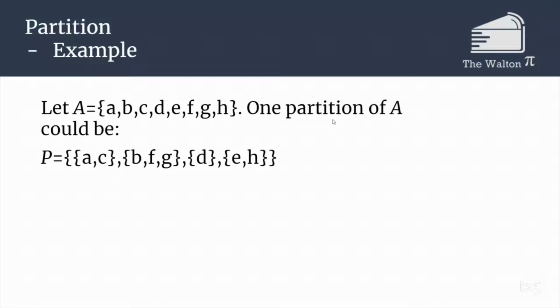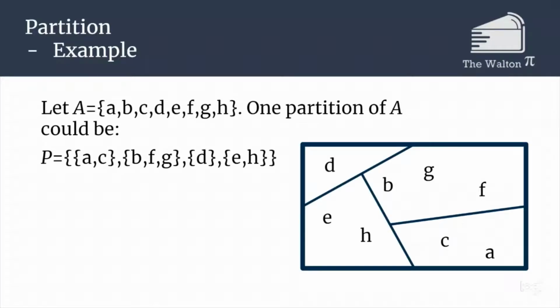One way to visualize the partition is by writing all of the elements of A in one box and then drawing little circles or rectangles, or some way of dividing up the box, so that every element is in a different box and there aren't any empty boxes. So for this partition P, this box is one demonstration of how we can visualize that partition.